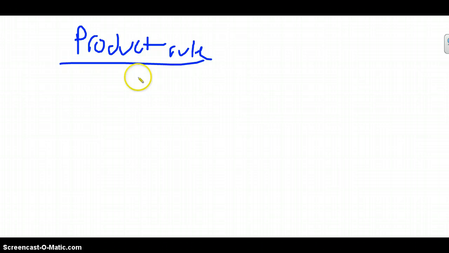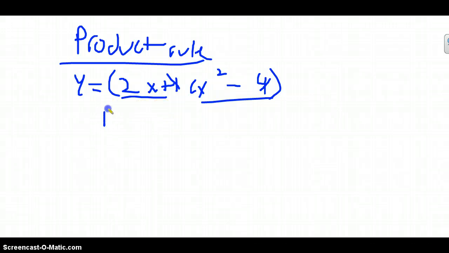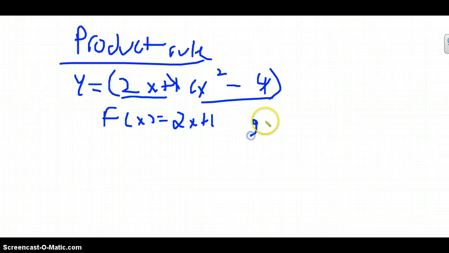Product rule, right? And product is multiplication, right? So if they ask me to find a derivative, that's y equals 2x plus 1, and then times x squared minus 4. They're asking me to find the derivative of these products. Well, I know f of x is equal to 2x plus 1, and g of x is equal to x squared minus 4, right?